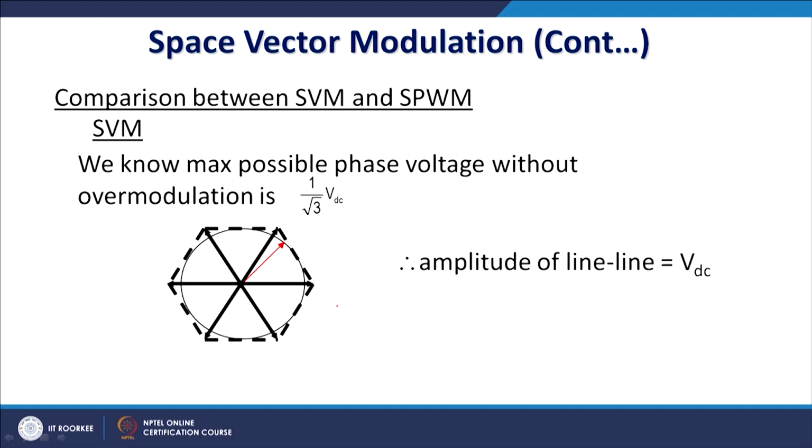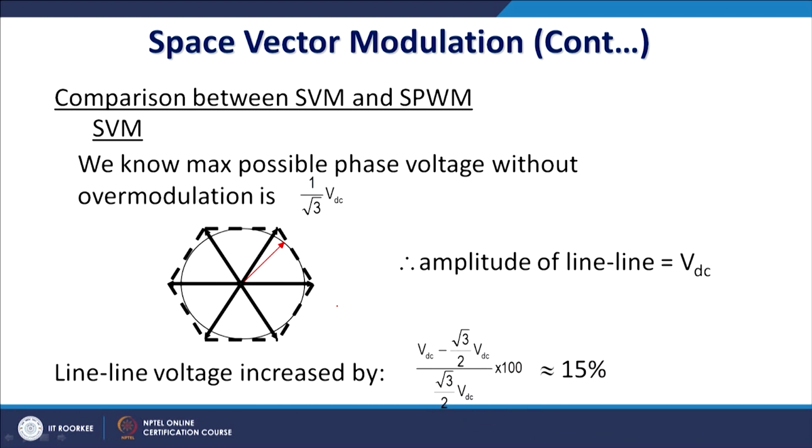So, here line to line voltage is VDC, and thus straight away we can see that the line to line voltage has been increased by 15%. We almost expect the same kind of increase in case of third harmonic injection. The same thing can be achieved by space vector modulation. It gives 15% more usage of the DC-link voltage, and moreover it can instantaneously inject the voltage very close to it.